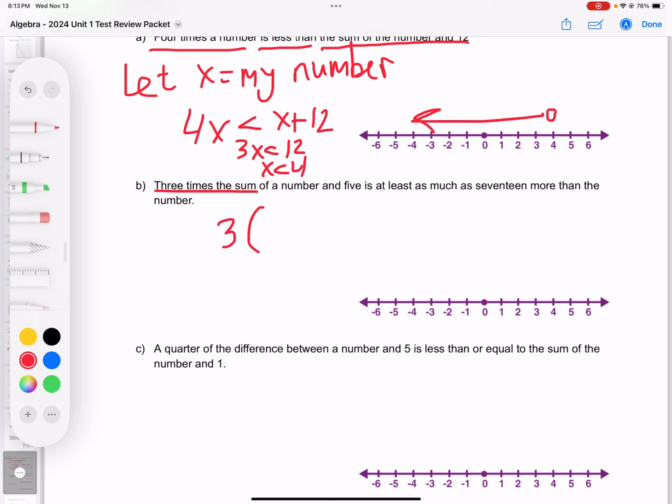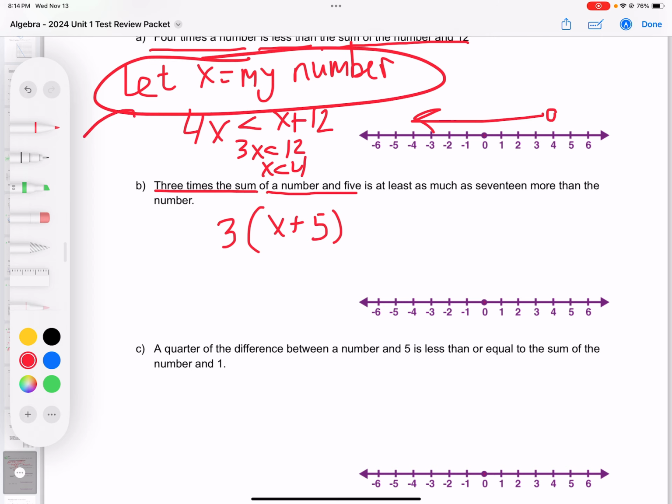Well, that means we need 3 times the sum of something. So the sum needs to get multiplied by 3. Let's figure out what the sum is. So that sum is the sum of a number and 5. A number and 5. And I would copy paste this down here. So this is 3 times the sum of a number and 5, and that is at least as much.